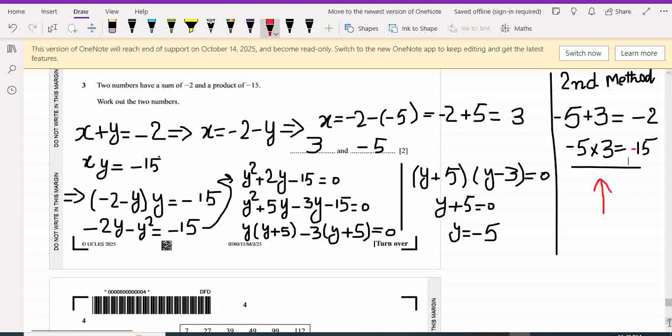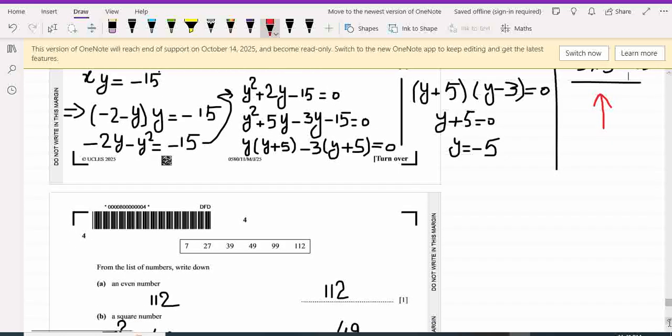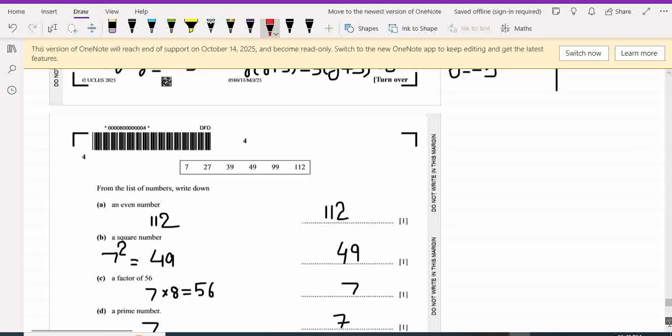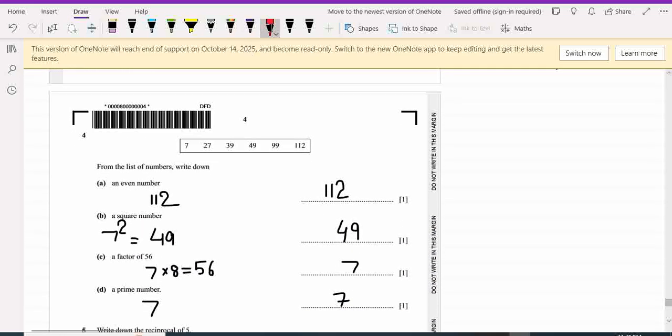Next question is, a few numbers are given: 7, 27, 39, 49, 99 and 112. From the list of the numbers, write down an even number. The easy question. The numbers with the unit digit as 0, 2, 4, 6 or 8 are even. So 112 has 2 as the unit digit, that means 112 is even, so 112 is the answer.